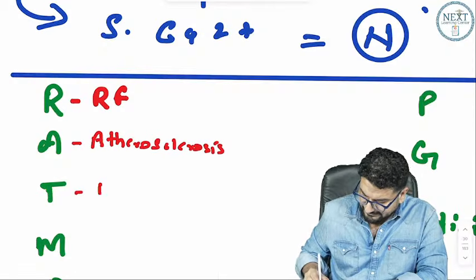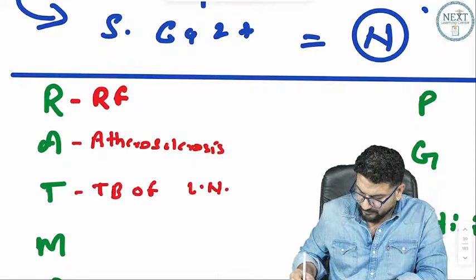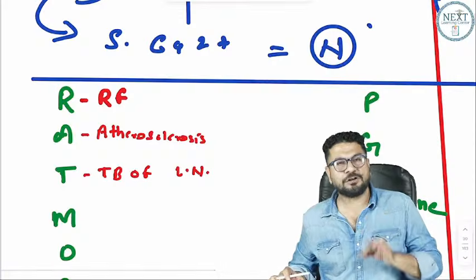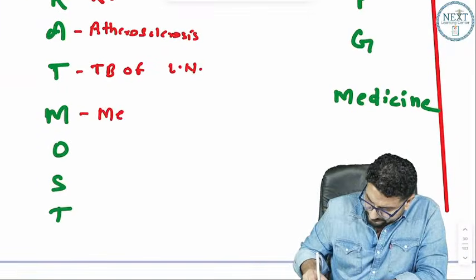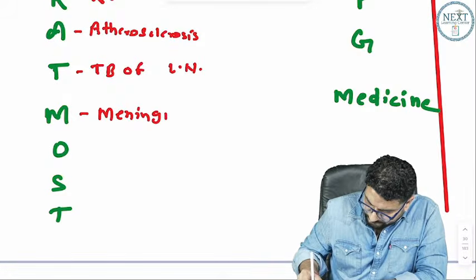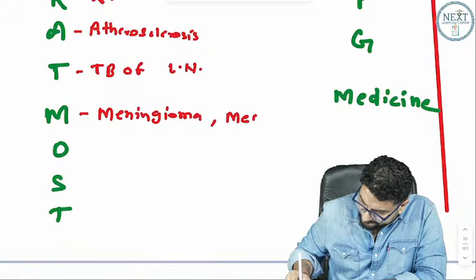Atherosclerosis. T is TB of lymph node. And what do we call TB of lymph node? We call this scrofula or scrofuloderma. Now M is meningioma. Meningioma. With M we have mesothelioma.